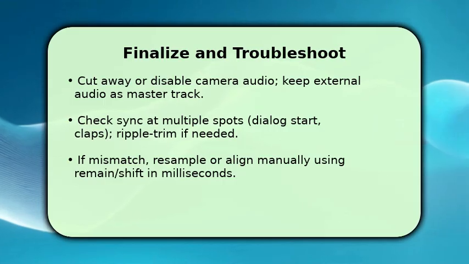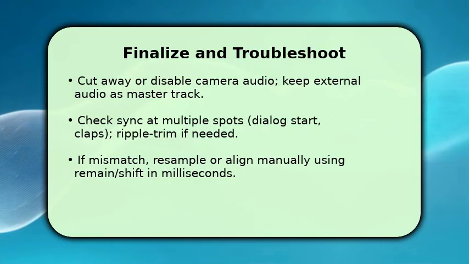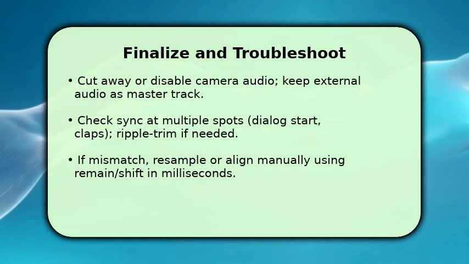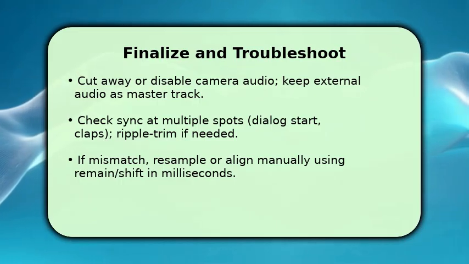If you find drift or a persistent offset, make sure sample rates match, rerun synchronize, or nudge the clip by small increments. Alternatively, resample the files externally and re-import. This single method workflow prevents double tracks and keeps your timeline clean.